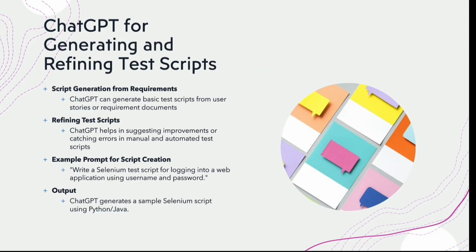Now, ChatGPT for generating and refining test scripts. Acting as an automation tester, you can write the test script. Test script writing is sometimes easy and sometimes more difficult because of critical scenarios or missing locators you have to put in. Sometimes you can use ChatGPT to identify the best locators too. Here I have given one example prompt: write a Selenium test script for login into a web application using username and password. This kind of prompt you have to provide, and good prompts will come slowly once you use ChatGPT on your day-to-day basis.